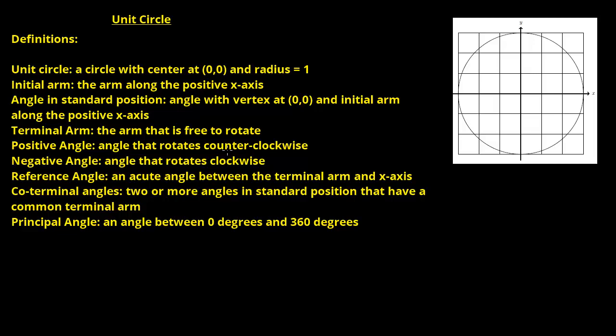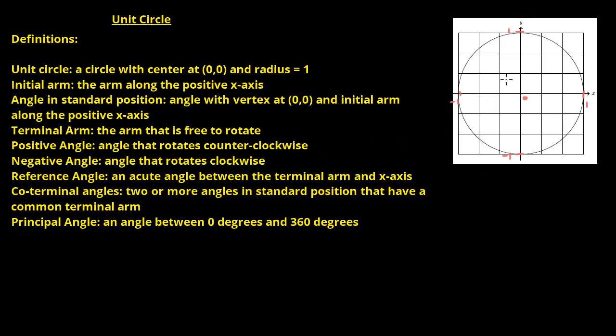First off, the unit circle is just a circle with center at 0, 0 and radius 1. So this point here is 0, 0. That's the origin. Let's label it, so this is 0, and since it has radius 1, this distance will be 1 unit. This will be -1. And this will be -1 as well.